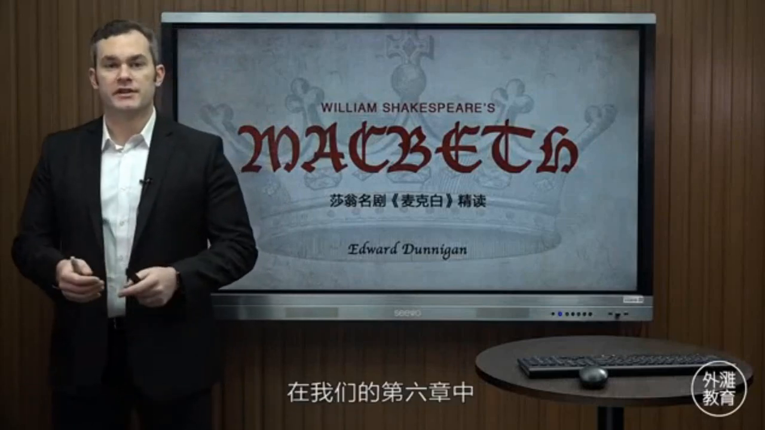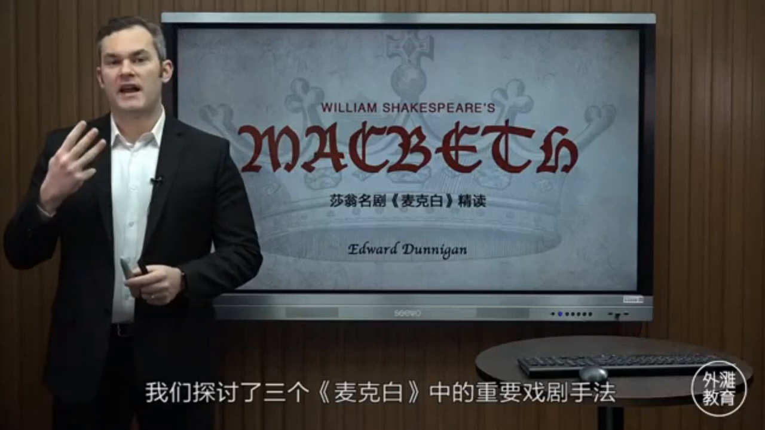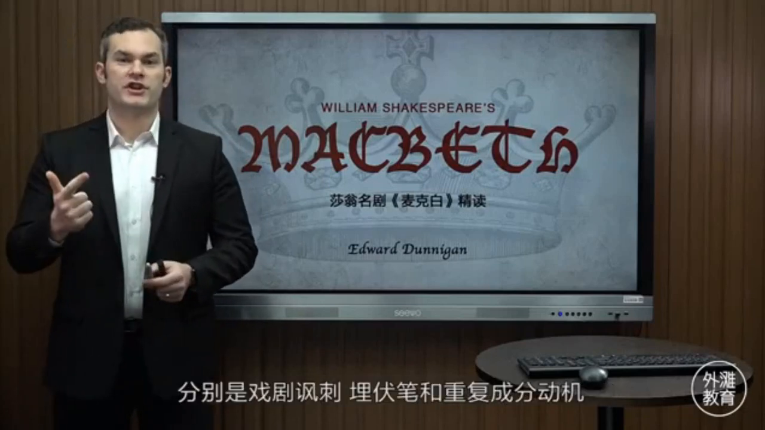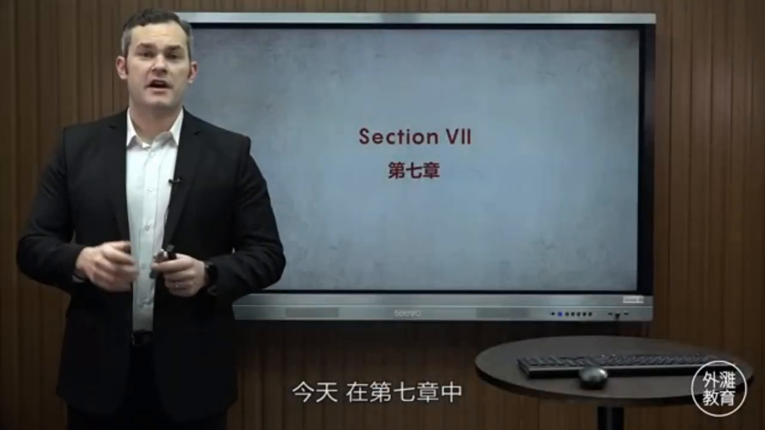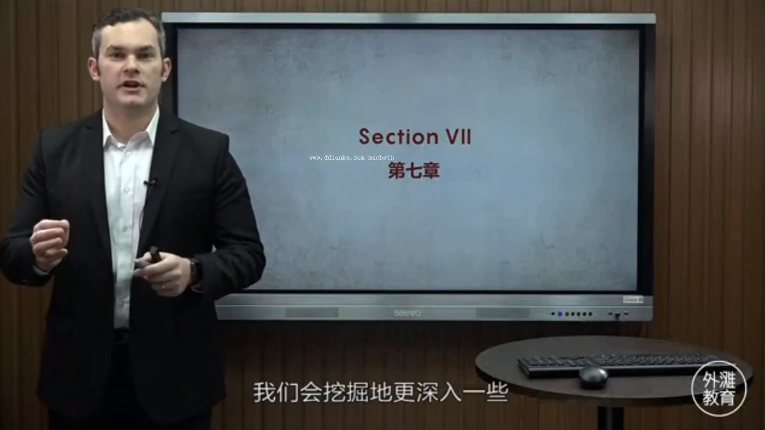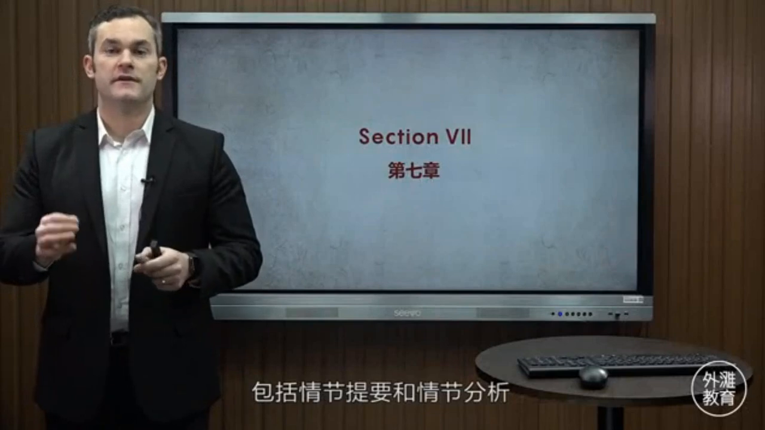In our last section, section 6, we talked about 3 important dramatic devices that operate in Macbeth. Those devices were dramatic irony, foreshadowing, and the motif or the recurring element. Today, in our 7th section, we're going to begin the process of delving a little bit deeper into Macbeth, both in terms of its plot synopsis and in terms of analysis.